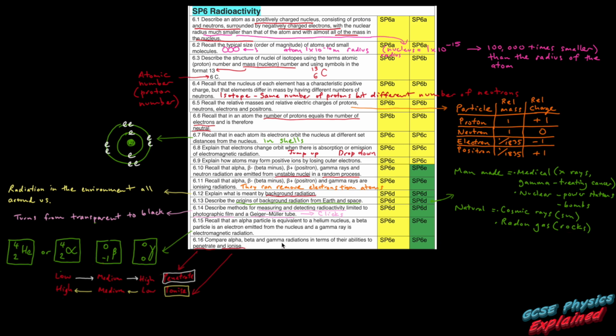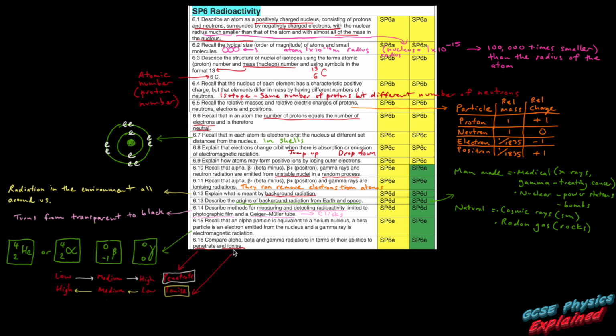Compare alpha, beta and gamma radiations in terms of their abilities to penetrate and ionize. So the penetration power of gamma is high, beta minus is medium, and alpha is low. So remember, alpha gets stopped by paper, beta gets stopped by thin sheet of aluminium, and gamma, you need a thick sheet of lead, or meters and meters thick of concrete.